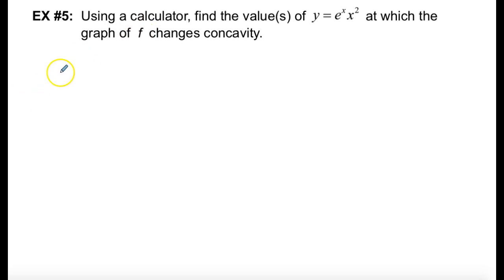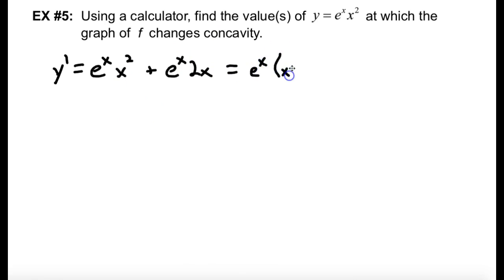All right, so my first derivative, if I'm using product rule, y prime, will be the derivative of the first, so derivative of e to the x is just e to the x, times the second, plus the first times the derivative of the second. Now, I can clean this up a little bit, factor an e to the x out of both of these terms, and just make this e to the x times the quantity x squared plus 2x.